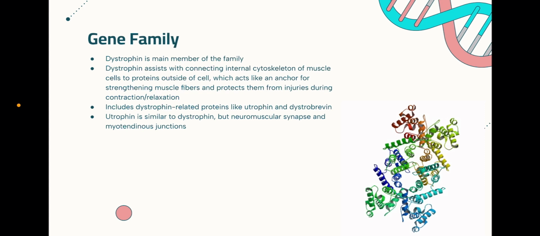And the muscle membrane is very fragile. So without having a functional dystrophin protein, it not only becomes more fragile, but then it can lead to muscle degeneration. And that can lead to mutations and diseases, which I will get into later. But it also includes dystrophin-related proteins like utrophin and dystrobrevin. So utrophin is similar to dystrophin, but it is located in neuromuscular synapses and myotendinous junctions. And that image is what the dystrophin protein looks like.